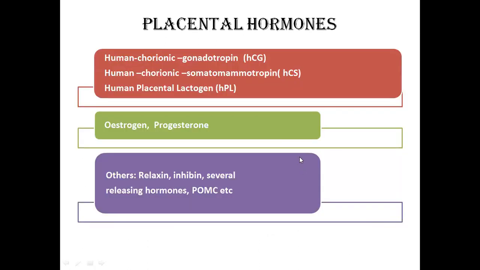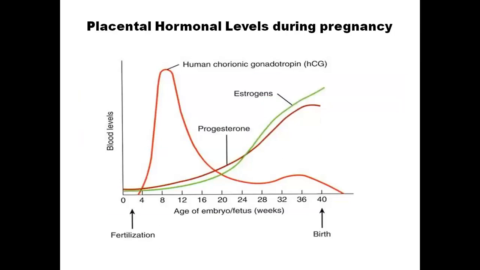Now coming to the placental hormones. Now this human chorionic gonadotrophin, HCG, then the chorionic somatomammotrophin, that is the HCS, human placental lactogen, and then the placental estrogen, progesterone, and there are relaxin, inhibin, several releasing hormones like TRH, CRH, ACTH, TSH, and then also opiomelanocortin, and several others. There are several placental hormones to list, neuropeptide Y.